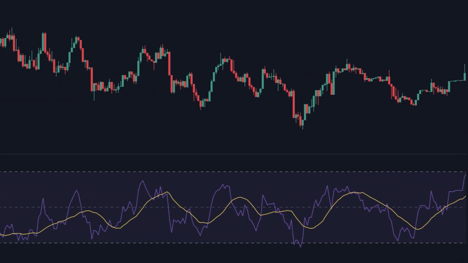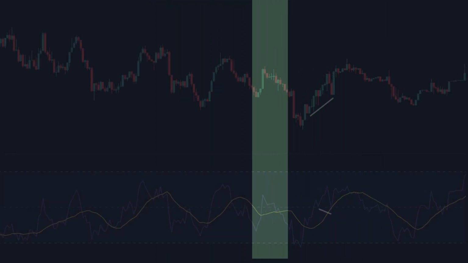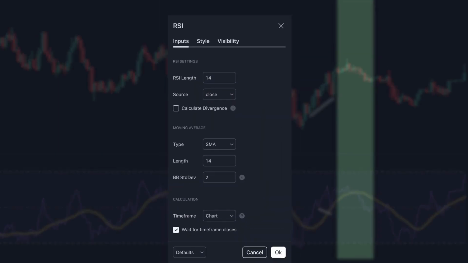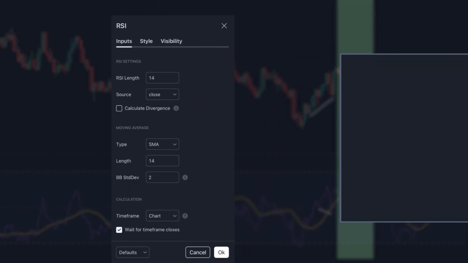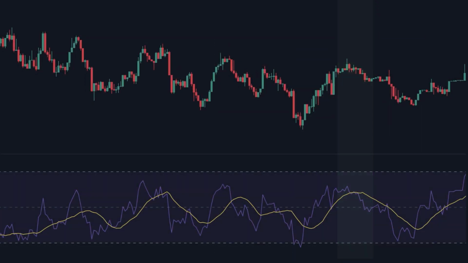If the RSI is set to 14, it doesn't account for divergences that occur over, say, a 20-candle or 30-candle trend. This is because the RSI calculates momentum based solely on the most recent 14 candles, ignoring any price action outside that range. It's a fixed look-back period, meaning trends or divergences spanning longer timeframes are effectively invisible to the indicator unless the settings are adjusted. By aligning the RSI settings, you ensure that divergences are more accurate and statistically significant. This way, you're comparing momentum and price action over a consistent period, avoiding false interpretations and missed opportunities.